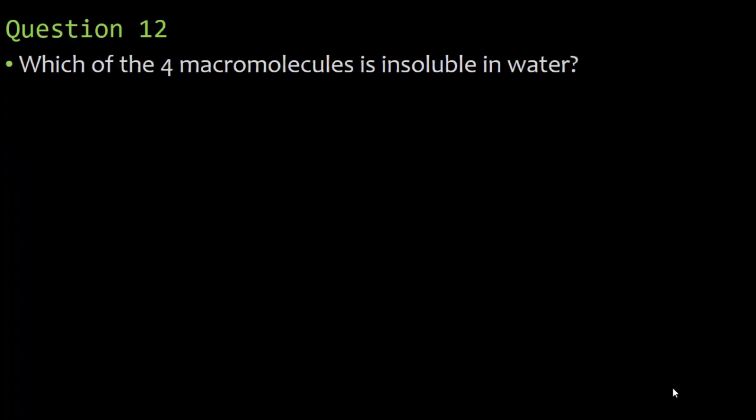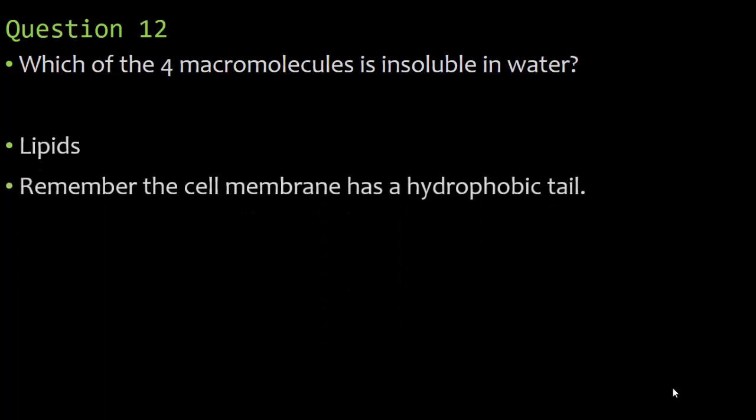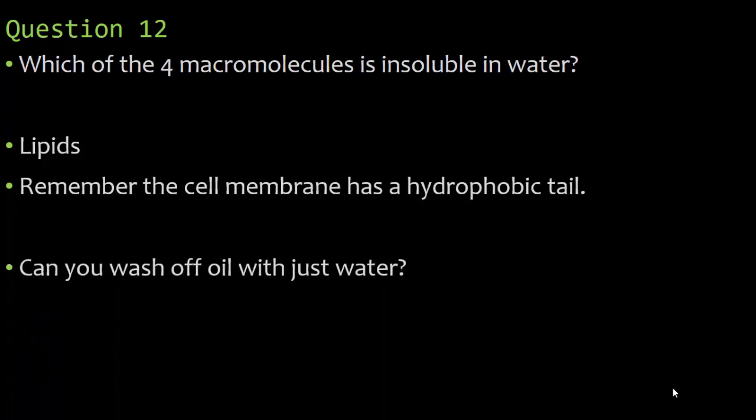Number 12, which of the 4 macromolecules is insoluble in water? Well, you got to know that there are 4 macromolecules, and we'll cover those on the next slide. But there's one that is insoluble in water, and that's going to be lipids. Now, remember, the cell membrane has a hydrophobic tail, hydro meaning water, phobic meaning fearing or hating, and the hydrophobic tail will not mix with water.